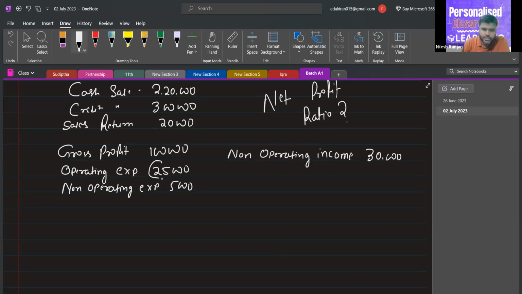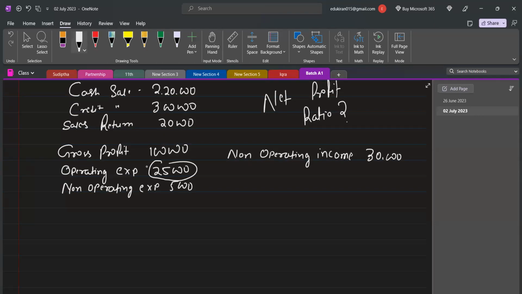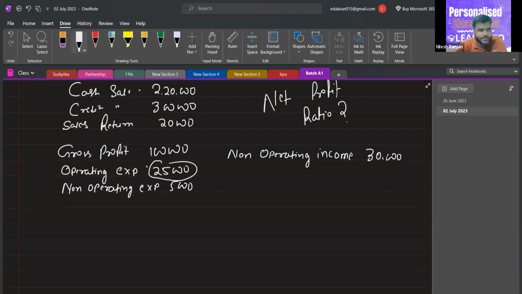Why you didn't deduct this? Because we had to deduct only indirect expenses, right? Direct expenses. Actually, operating expenses is different from direct expenses. Okay, sir. So you have to deduct this also.